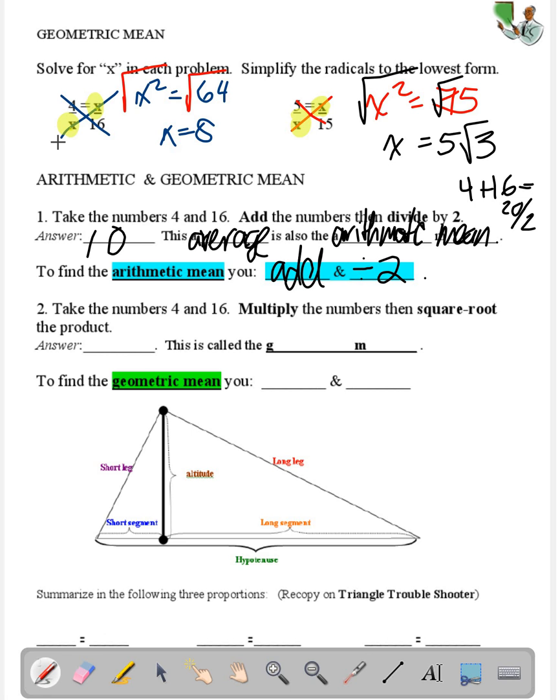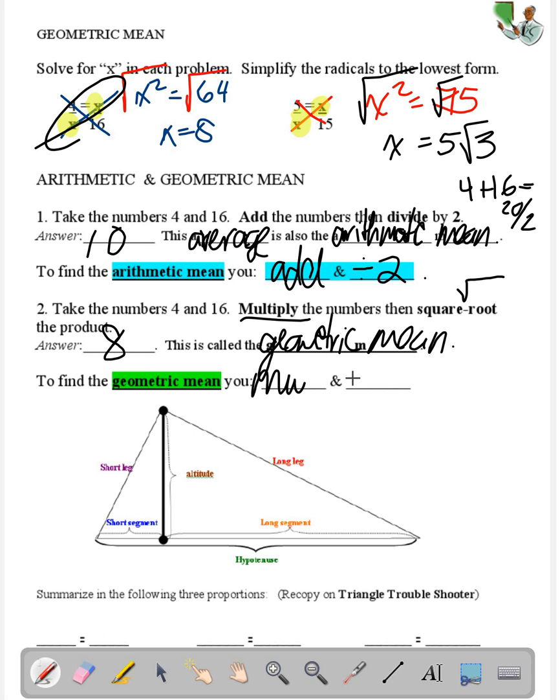Now we take those same two numbers like we did up here, and you multiply and then square root, which is exactly what we did up here, and we got 8. This is called the geometric mean. The geometric mean. And that one you multiply and square root.